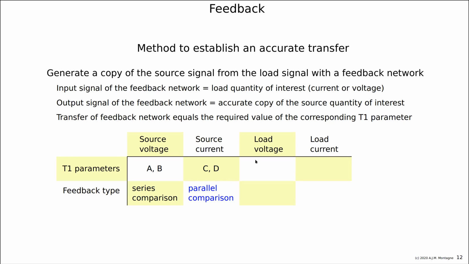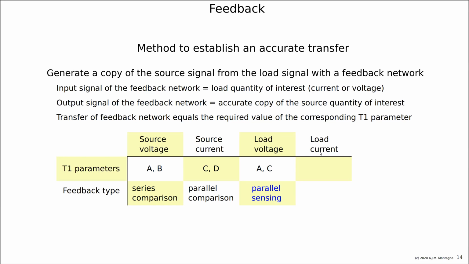If we have voltage at the output, again, we have A or C because A is input voltage to output voltage and C is input current to output voltage. What do we have to do at the load then? Of course, sense the voltage because that's what we want. So we have parallel sensing because the voltage should be measured in parallel with the voltage source.